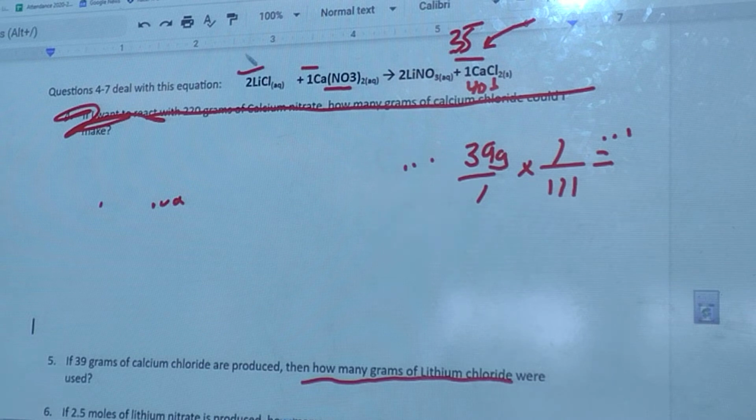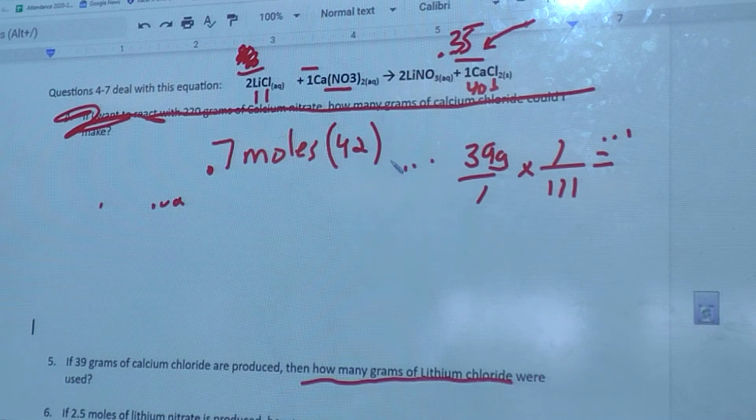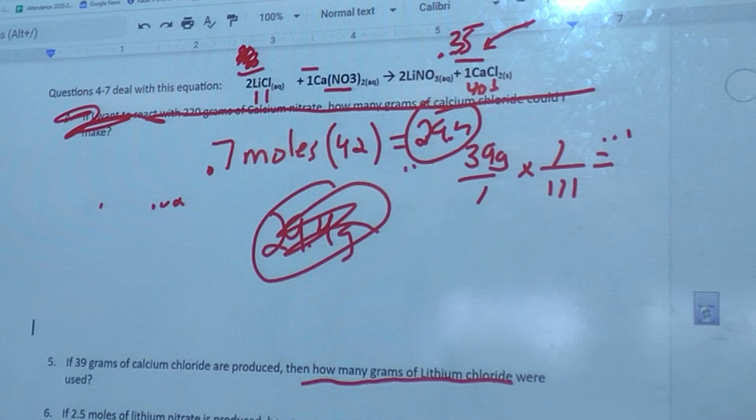0.35 is to 1 as X is to 2. So 0.7 moles. That's our X right there, 0.7. And it's lithium chloride, so that's 7 plus 35, so 42. 0.7 times 42 is 294. Excuse me, 29.4. 29.4 grams. All right, great. Let's try the last one here.